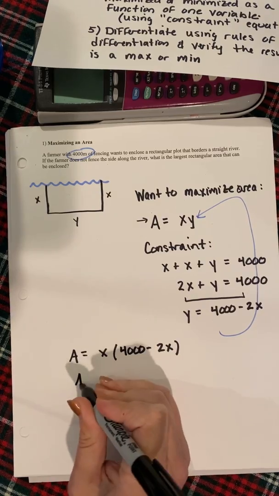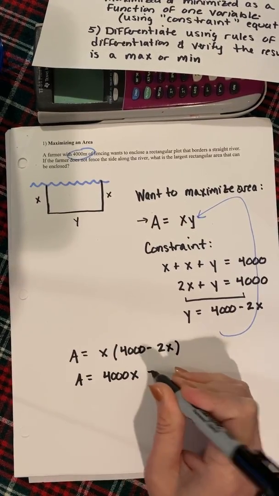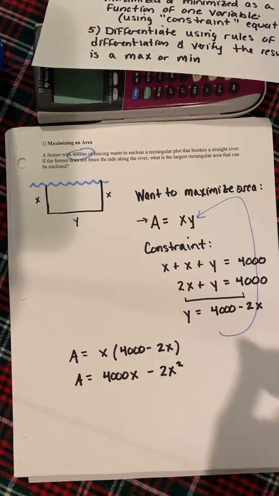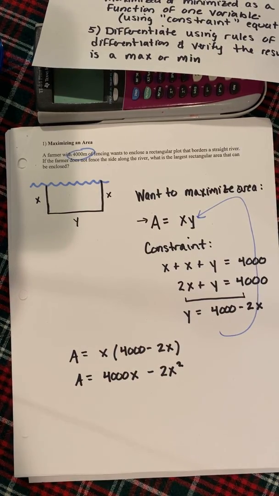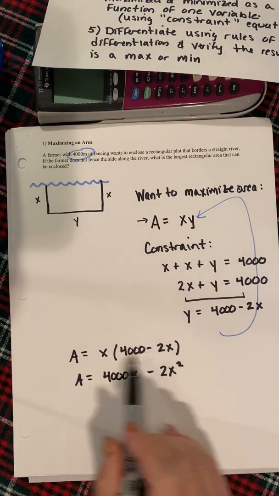So I'm going to distribute and rewrite this, because taking the derivative of a polynomial expression is better and easier than taking the derivative of a product. It's just easier. So the area is now a function of just the width. So to find the maximum area, we want to maximize this function.